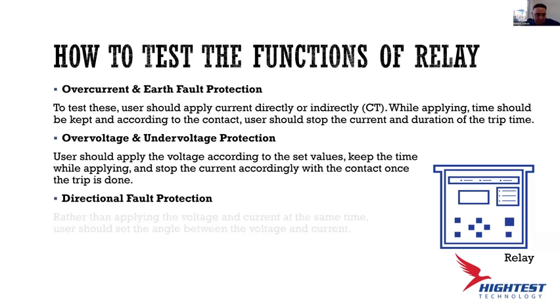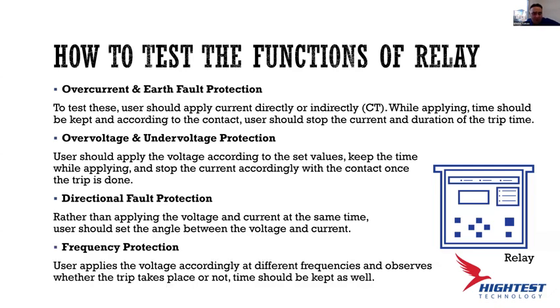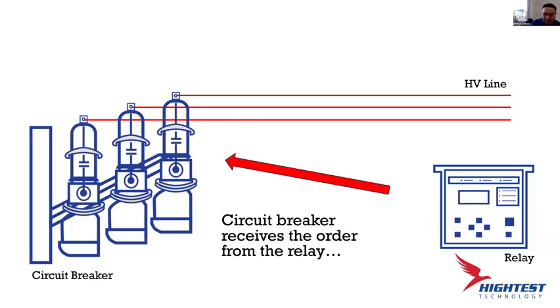Directional fault protection. Rather than applying only the voltage or the current, the user should apply both at the same time and set the angle between the voltage and the current in directional fault protection tests. And for frequency protection, the user applies the voltage at different frequencies and observes whether the trip takes place or not. Time should be kept as well. So this is basically how we do the test for the relay. I am just trying to explain in a very simple way.